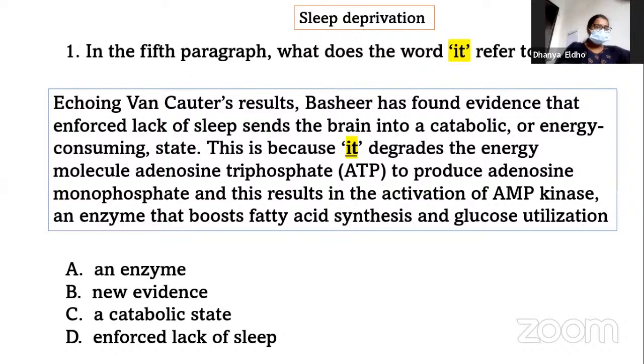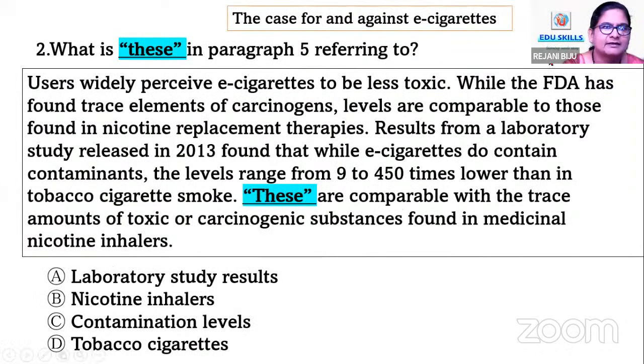Okay. Clear, ma'am. Second question. This is taken from the text, the case for and against e-cigarettes. What is this in paragraph 5 referring to? Okay, so from the beginning of the paragraph, it is mentioned there. We will go to the particular highlighted word. These are comparable with the trace amount of toxic or carcinogenic substance found in medicinal nicotine inhalers. Okay. Now, let's go to the previous sentence where we have to search for the answer.